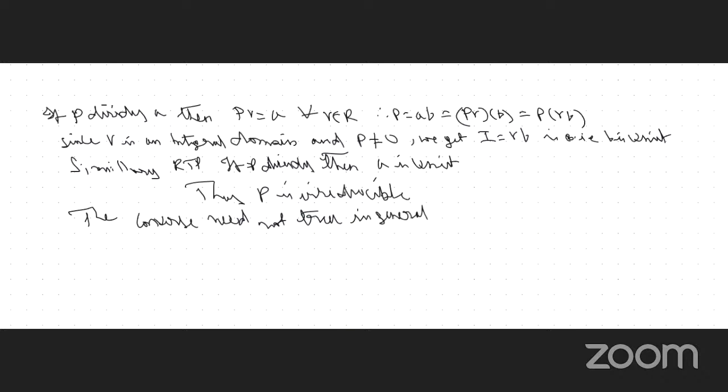In general, an irreducible element may not be prime. To see this, consider the following example. So this completes the proof. Hence proved.